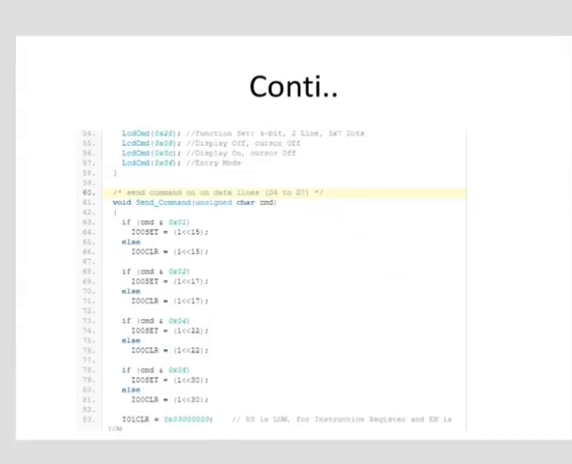So here the code for sending a command on the data lines, like D4 to D7, is given. So it is a command. Here the IO select, IO clear, IO set, all these registers are used.